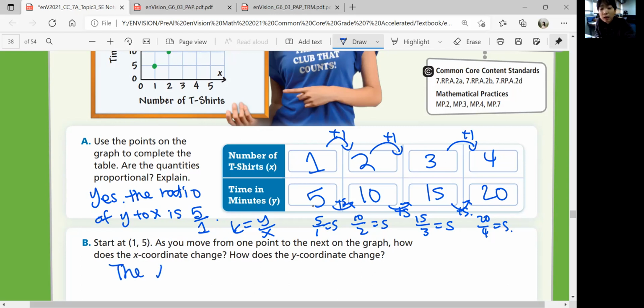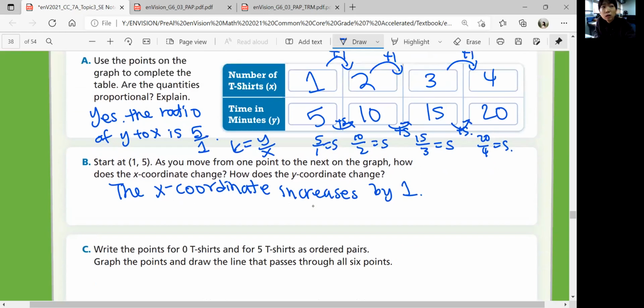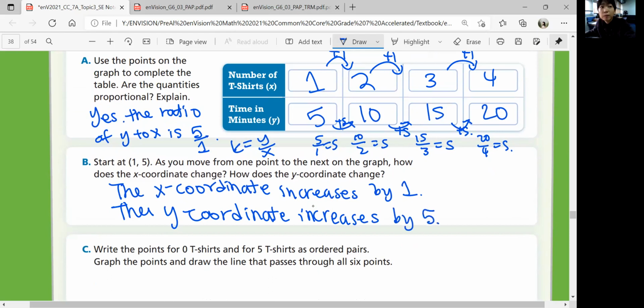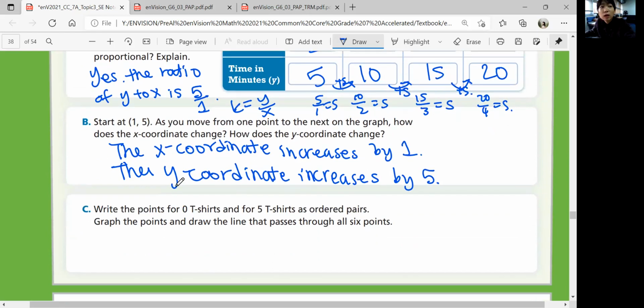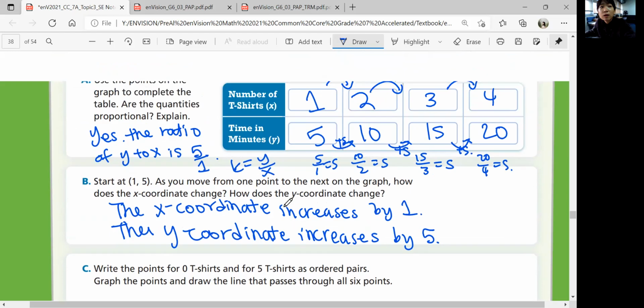So we can say the x coordinate increases by 1. And the y coordinate increases by 5. Let's write the points for 0 t-shirts and 5 t-shirts as ordered pairs. Okay. Graph the points and draw the line that passes through all 6 points.